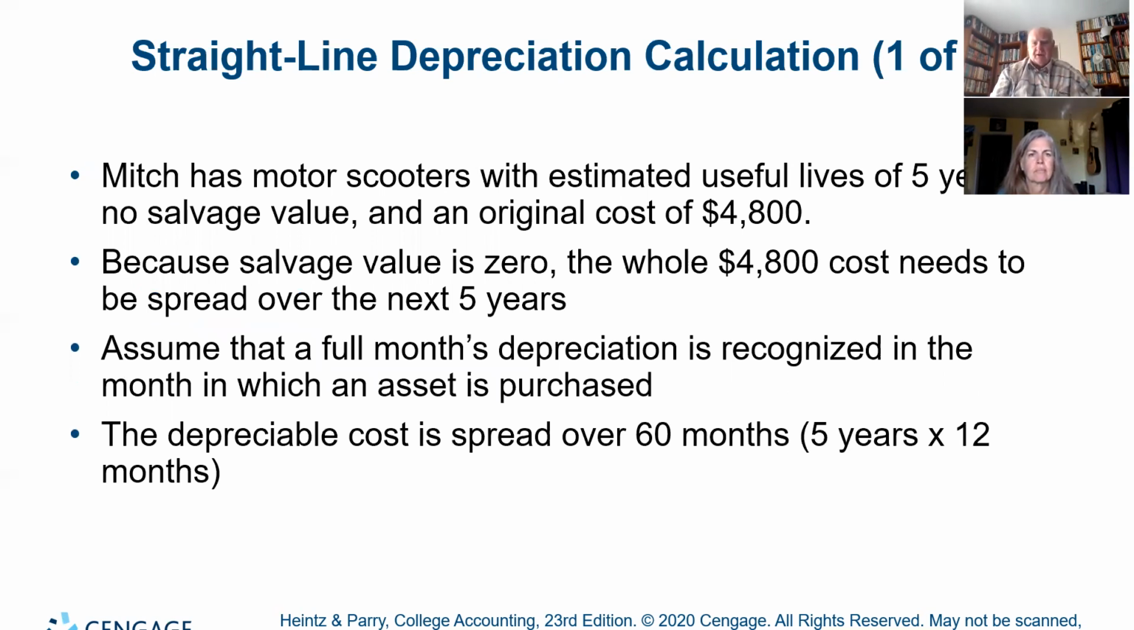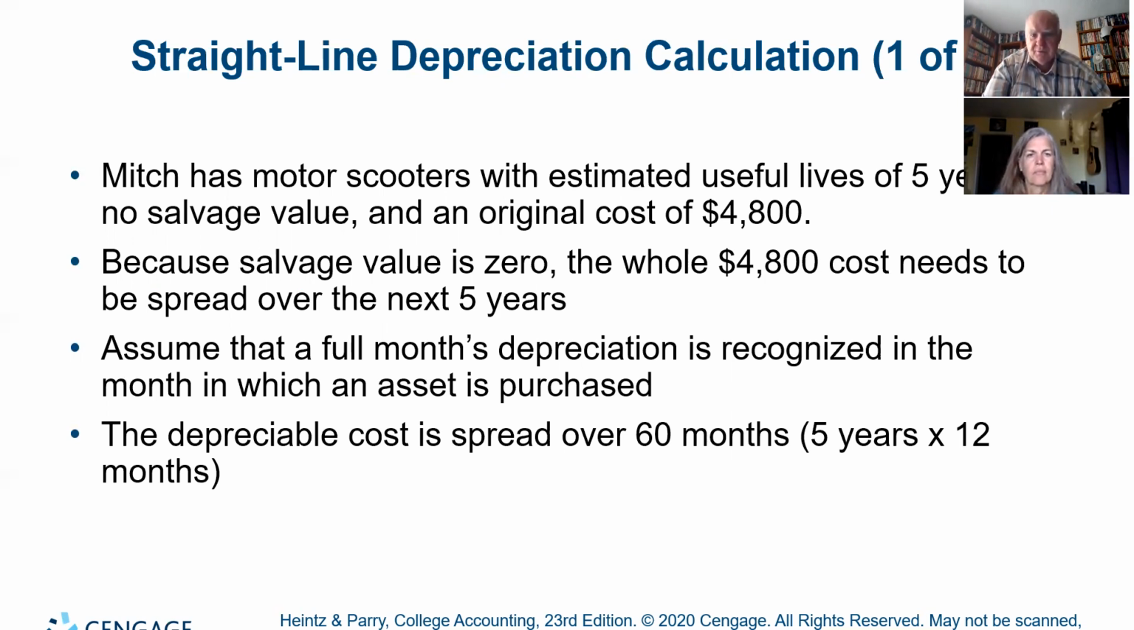Straight line depreciation. There's all kinds of different methods. There's straight line. There's double declining balance. There is units. There's sum of the digits. There's all kinds of different depreciation methods. We're going to work with the most common one and easiest one, called straight line.